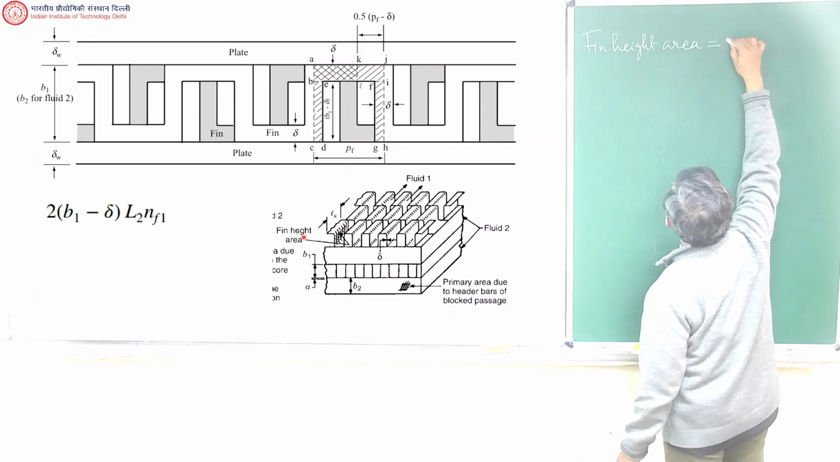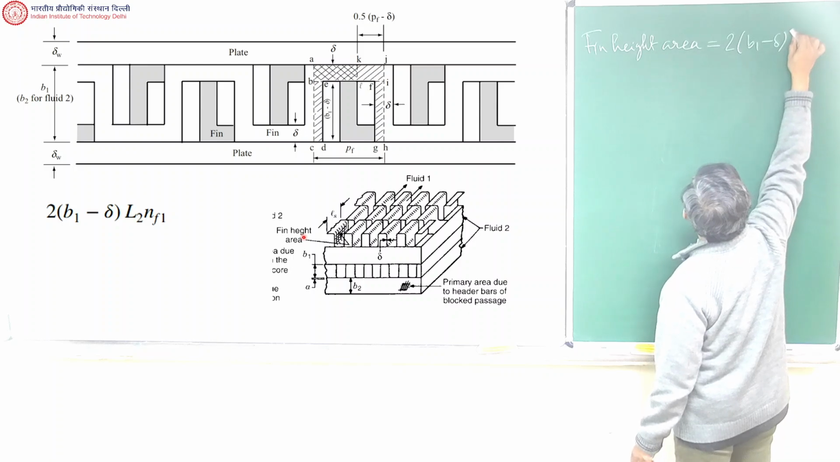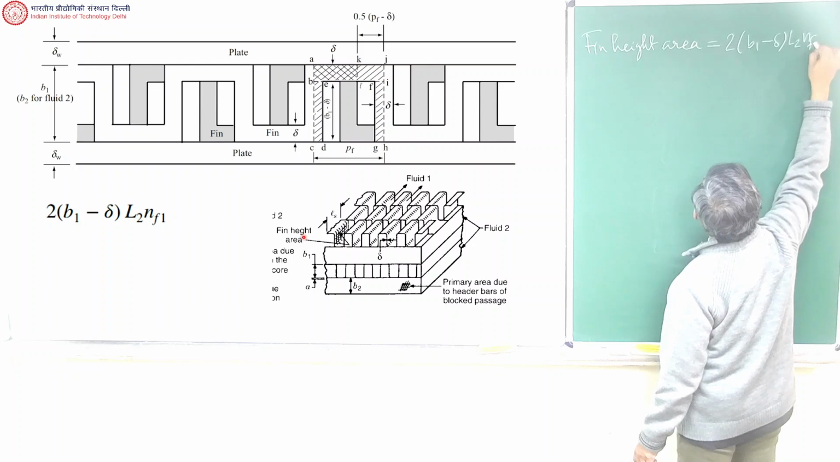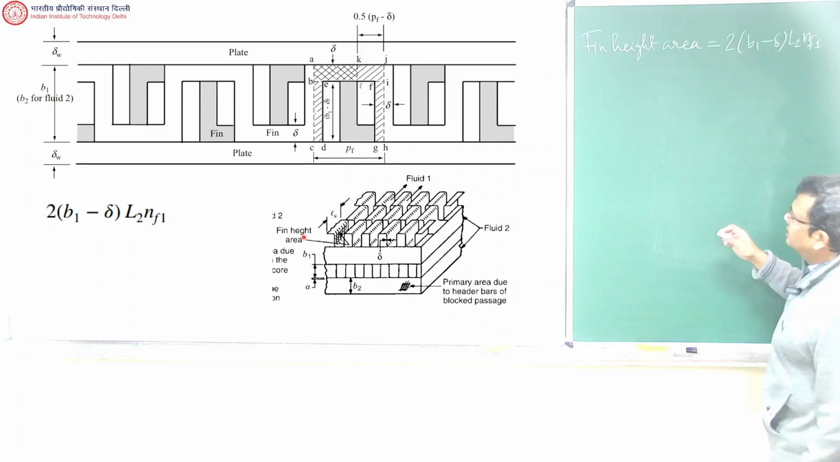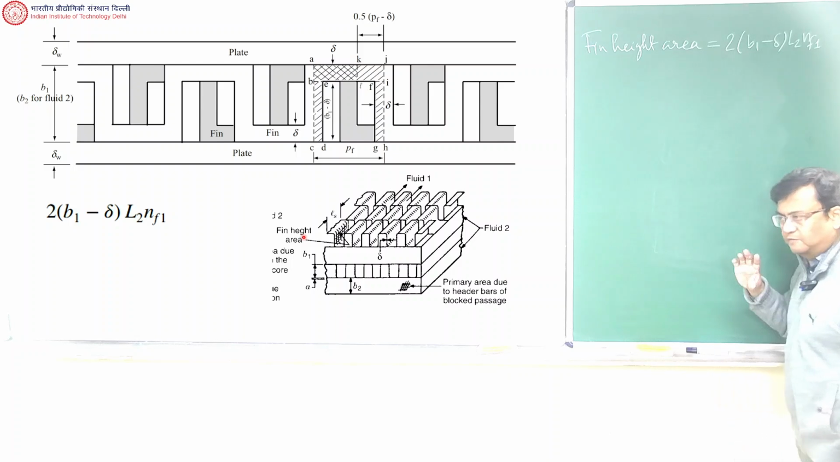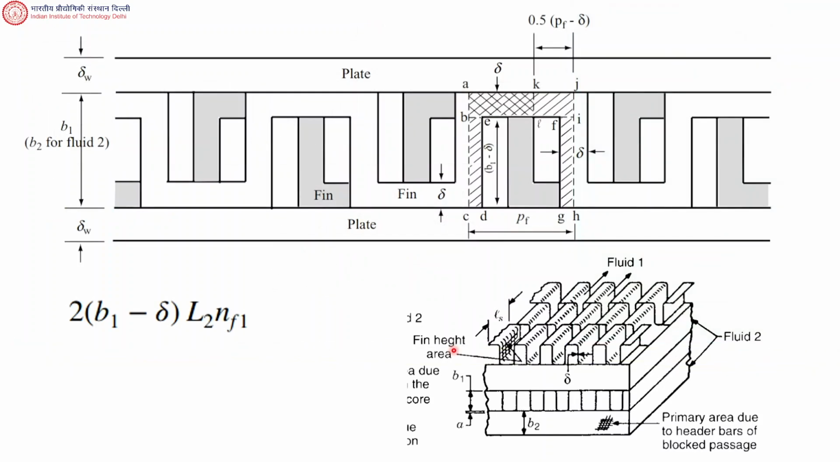This is 2 times (B1 minus delta) times L2 times NF1. Right? Now AF1 has 4 terms; AF1 is the total fin area. We just covered the first term. As you can see, if you just read the book, it's not easy. That's why it took me quite a bit of time to find figures from other books and put everything together so that understanding this becomes a bit easier for you.